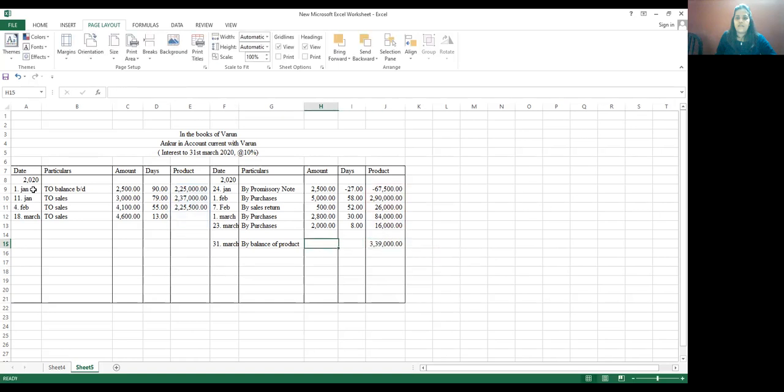So you get 398. Then you will account for interest on 31st March. So interest will be calculated as 3,98,800 into 10 percentage into 1 divided by 365. So that will be how much? 110.